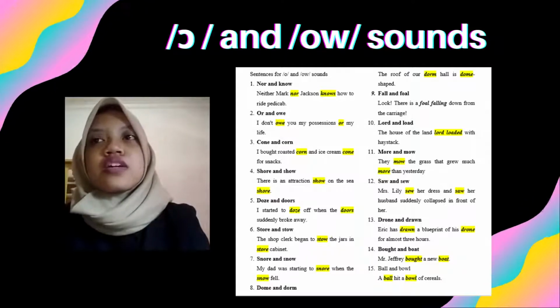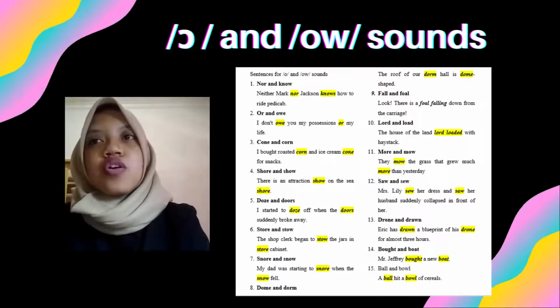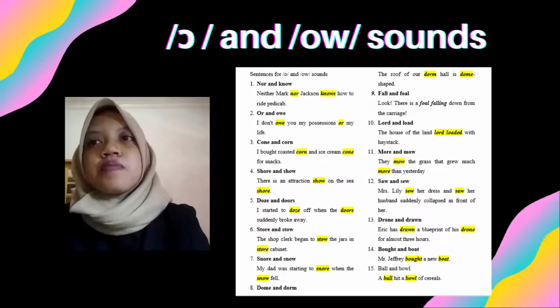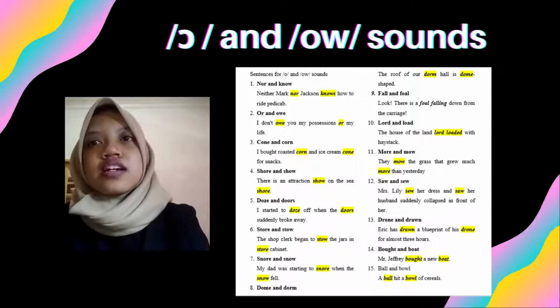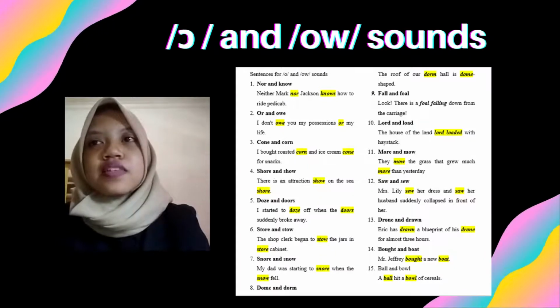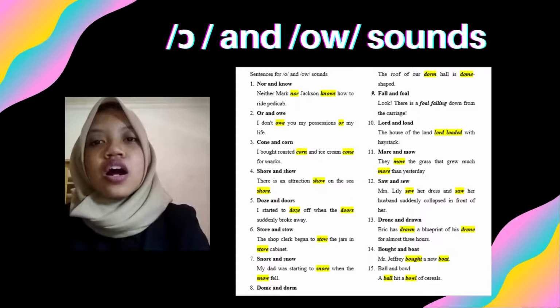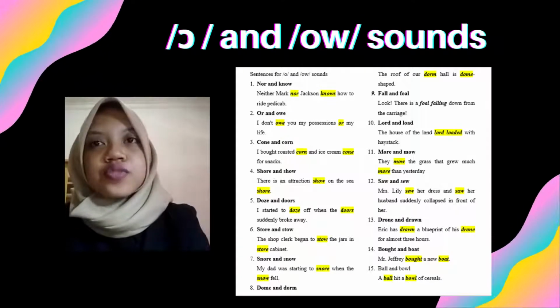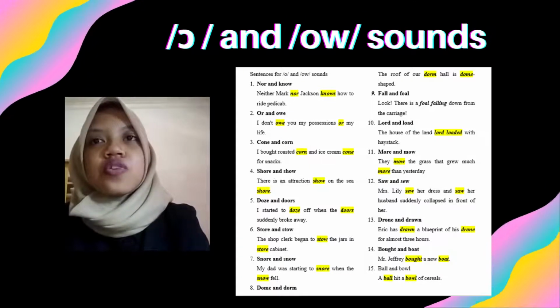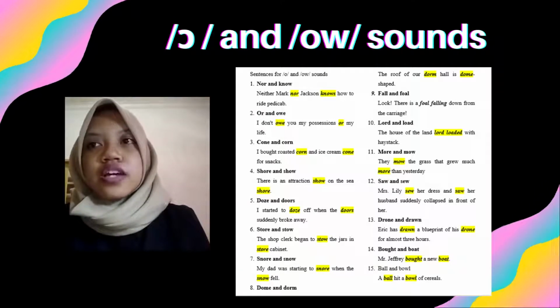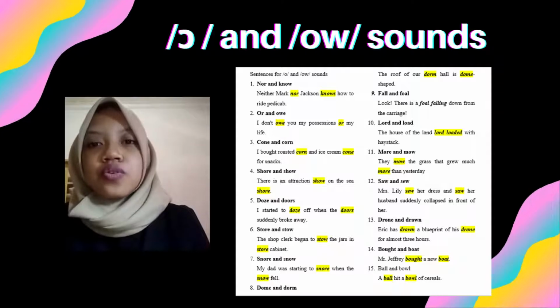Number 3, we have corn and cone. I bought roasted corn, C-O-R-N, and ice cream cone, C-O-N-E, for snacks.